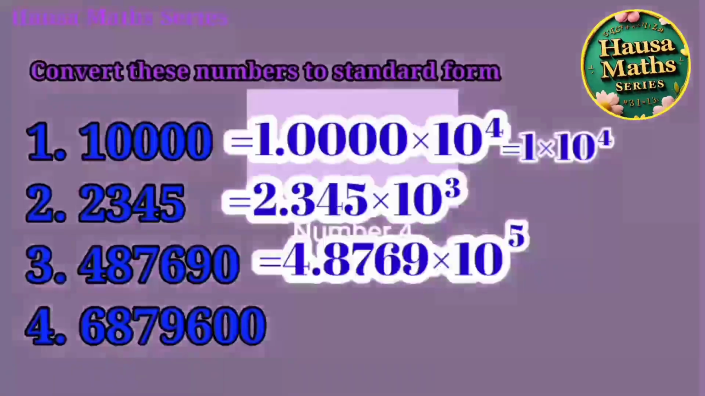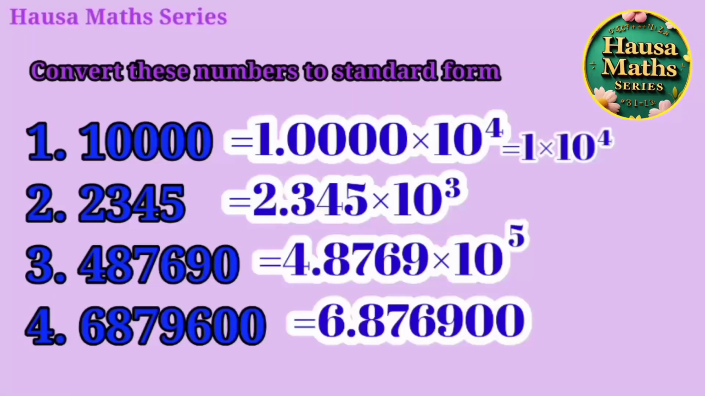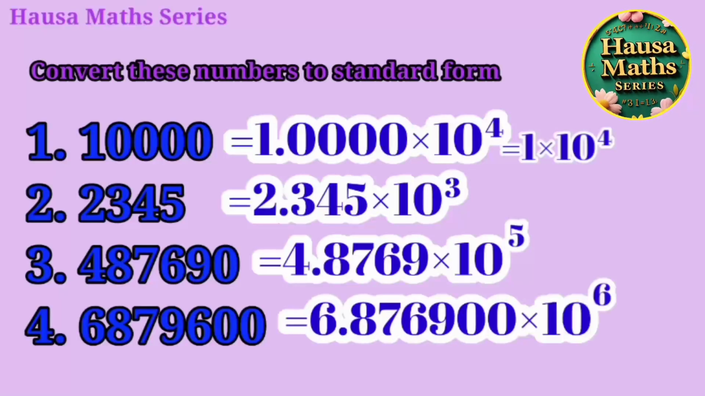That is it. Then the last one, number 4, we have 6,879,600. To convert this to standard form, you just put a point after 6. Then we have 6.879600. Then count how many numbers after 6: 879600. We have 6 numbers. So the power of 10 is 6. We have 6.8796 multiplied by 10 raised to the power 6. That is the final answer. So now we have done this one.